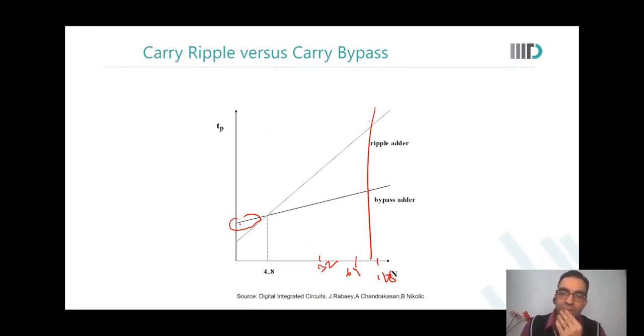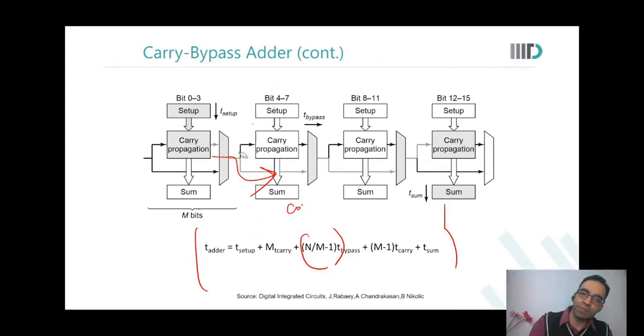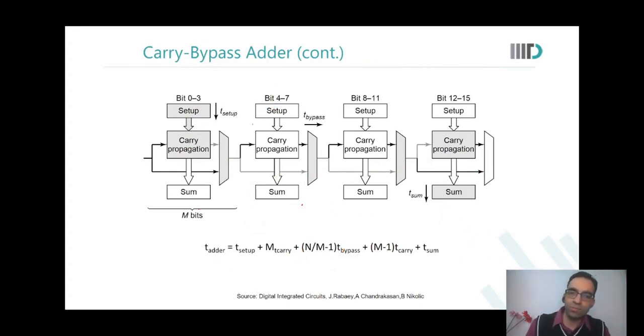Sir, in the previous slide, can you explain this n by m minus 1 T bypass term once again? Okay. So let us say this is a 16-bit adder. How many bypasses would it take? Before that, how many bits are in one stage? 4.